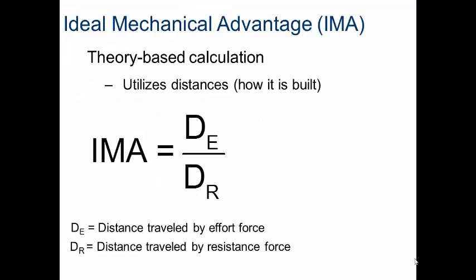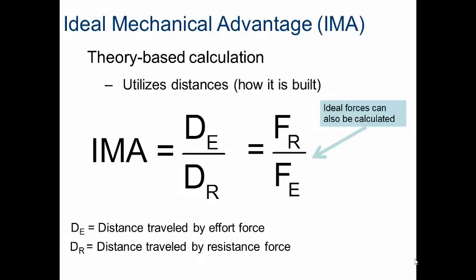Ideal mechanical advantage is your theory-based calculation based on how the machine was built. What we do is we focus only on the distances. So your ideal mechanical advantage is the ratio of the distance traveled by your effort force over the distance traveled by your resistance force. Once you have your ideal mechanical advantage calculated, you can also figure out your ideal effort force. Your ideal effort force is simply found by using your ideal mechanical advantage, putting the force of your load on top, and then the force of your efforts on bottom. So by solving for F sub E, you would find your theoretical force needed to lift that load using this particular lever.